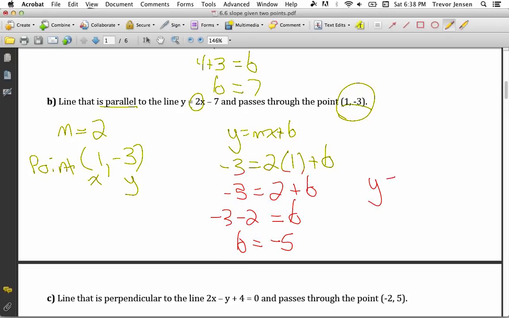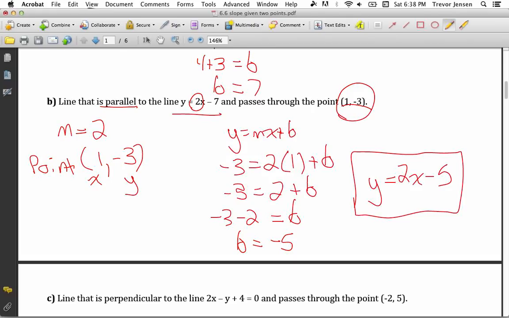So therefore, the equation of my line, you plug in for m and b only. So y equals 2x minus 5. And that's the equation of my line that is parallel to y equals 2x minus 7 and goes through the point 1, negative 3. Okay.